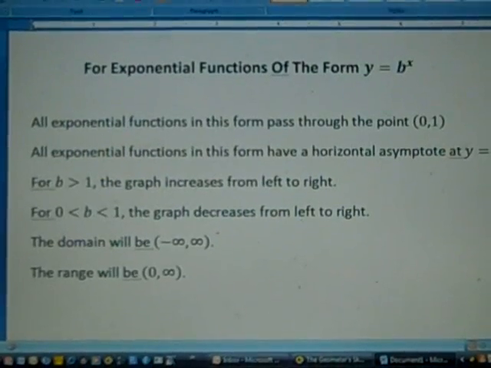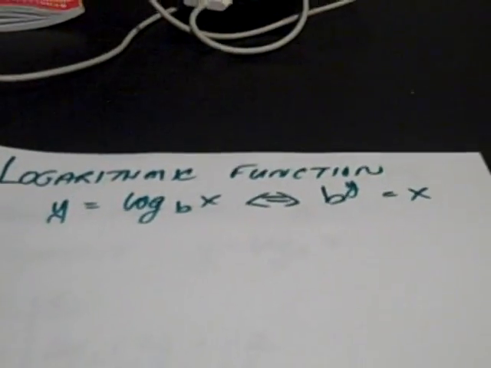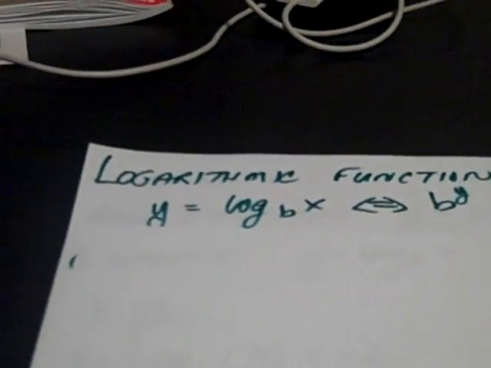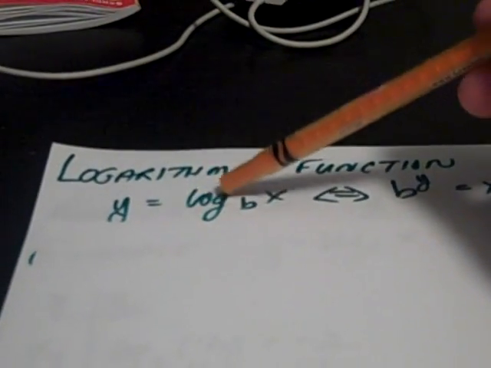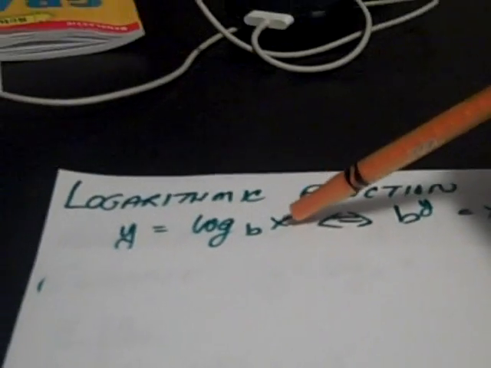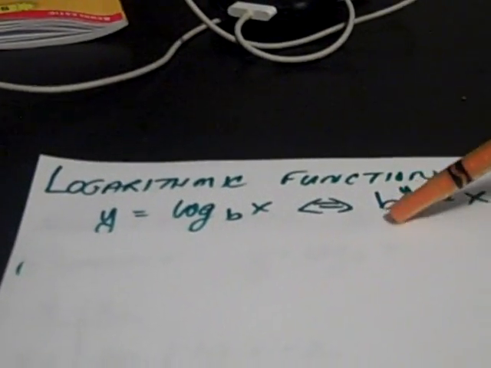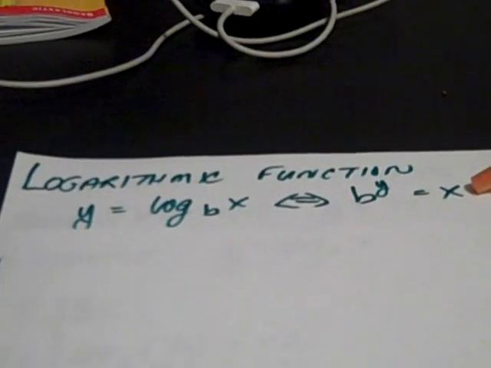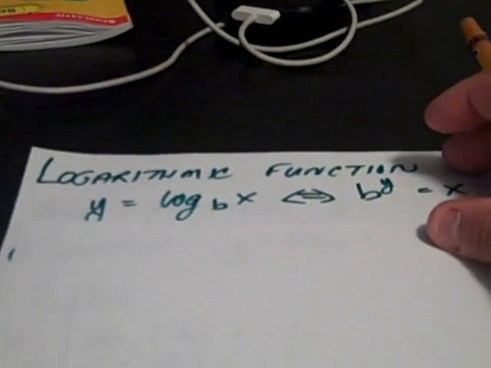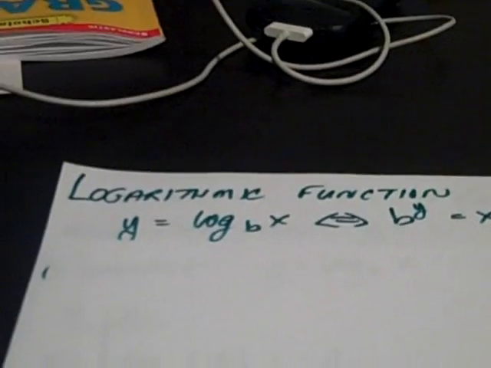and see how that compares to the exponential. Okay. If we look at logarithmic functions, they are always written as y equals the log base b of x. That's actually equivalent to the expression: the base raised to the power of y is equal to x. That was how we would pass between logs and exponentials.